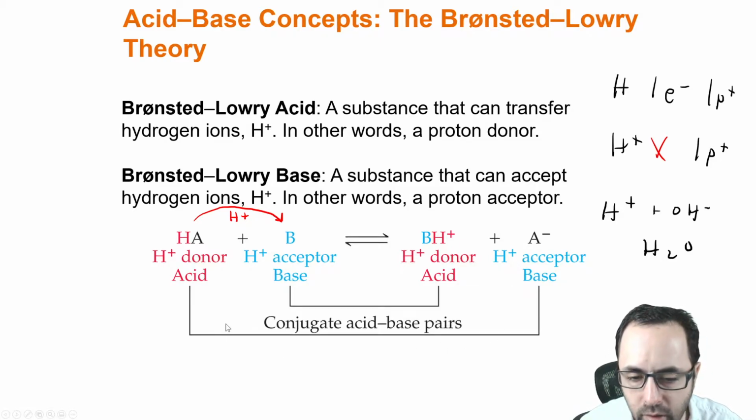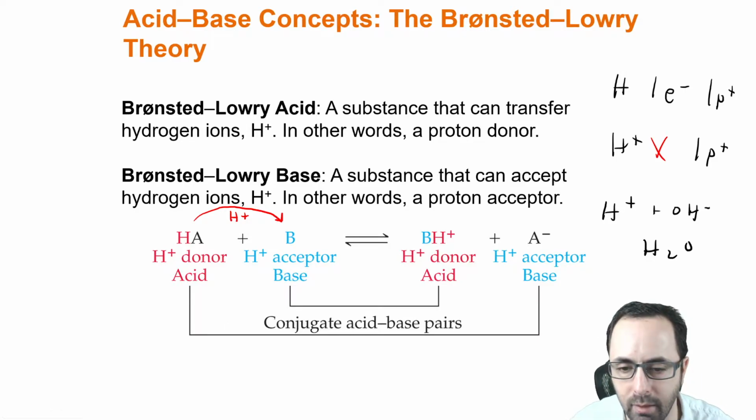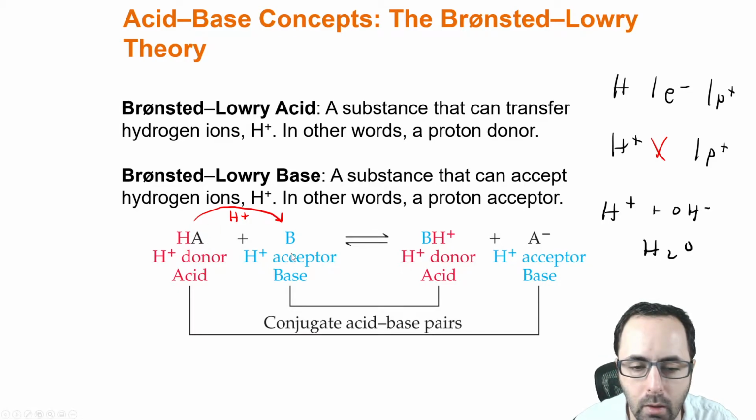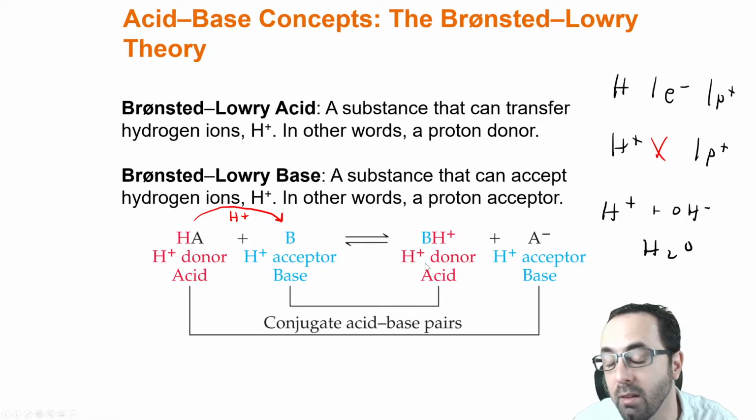And this terminology is going to become exceedingly important to us now, this terminology of conjugate acids and bases. So the conjugate base of an acid is what remains after it has lost an H plus. And so HA, when it loses an H plus, what remains is A minus. So that is the conjugate base of HA. For the base B, what it becomes after it accepts an H plus is this BH plus. So what the base becomes after it accepts an H plus is called the conjugate acid.